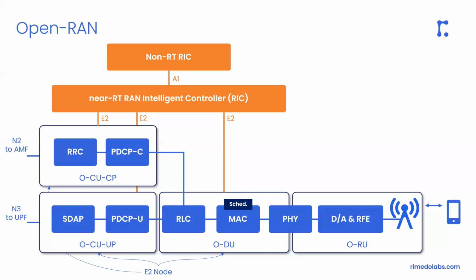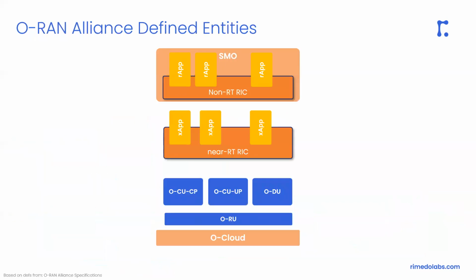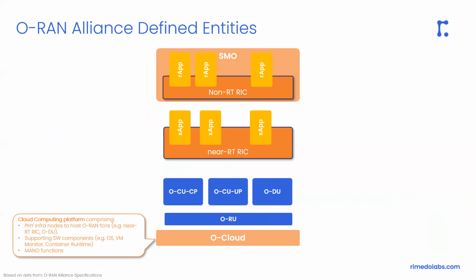So now let's speak about all those different entities from the nomenclature perspective. We have those with a little bit more details. So starting from the bottom, we have the O-Cloud. The O-Cloud is basically a cloud computing platform where we have exposed the possibility to put all the other entities on top of that. So that's a cloud computing platform to allow implementing the physical nodes to host the O-RAN. So those are the physical nodes to host the O-RAN functions like the DU or RIC or CU.